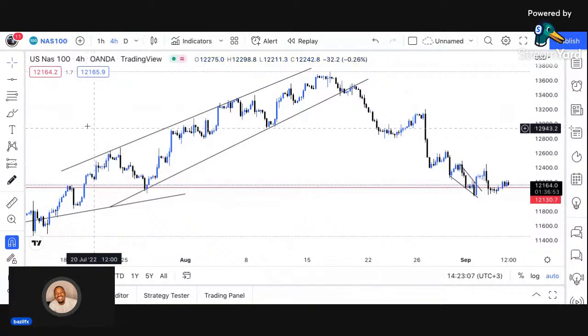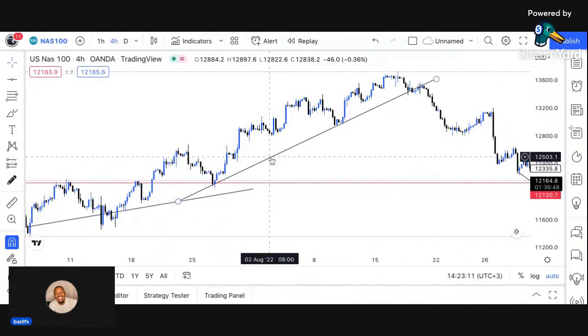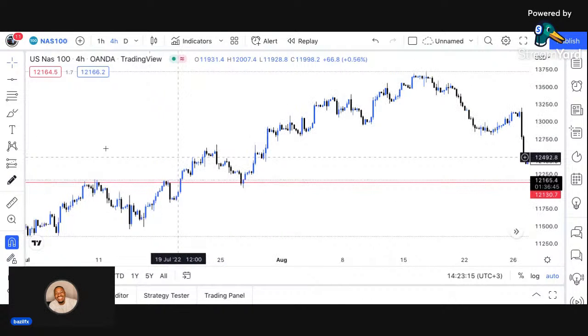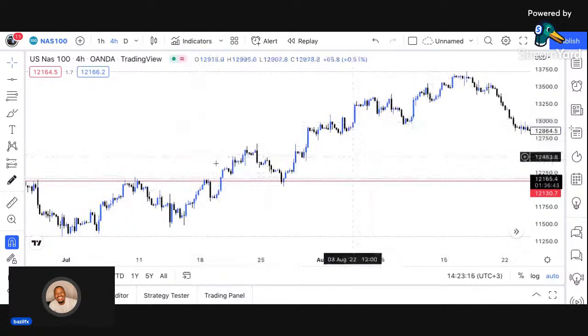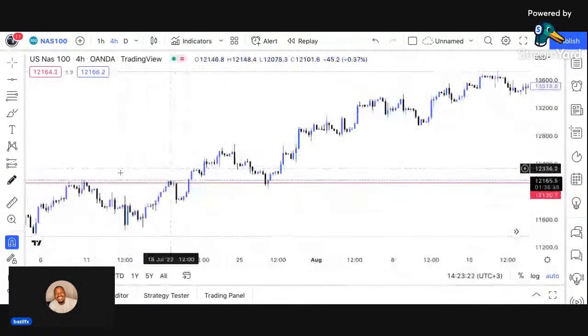Let me first remove these channels so that you can see clearly. Do you see this uptrend market? Do you see what I'm meaning? What I'm trying to say is, when the price is going up, it can never go in a straight line. It has to find resistance and then support, you know?